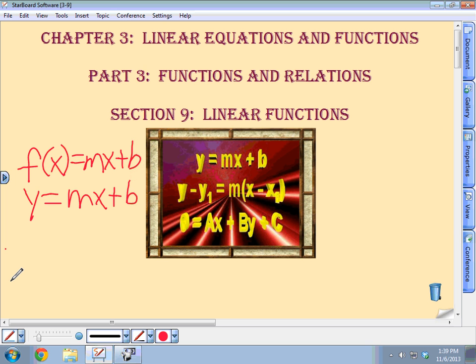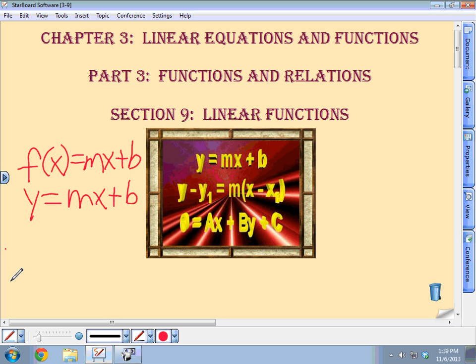So this is the formula for a line. That's all it's saying. So if you get something in the form f of x equals mx plus b, that's the function of a line, or a linear function, okay? Of course, m is your slope and b is your y-intercept.